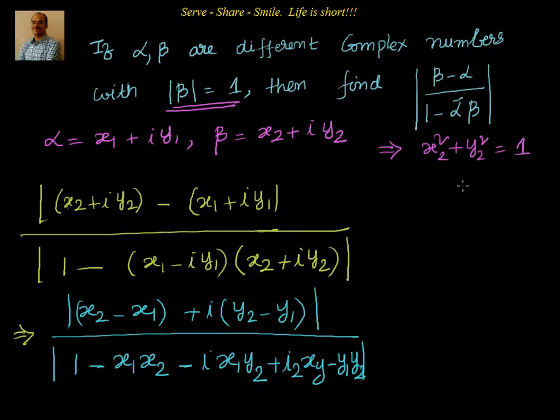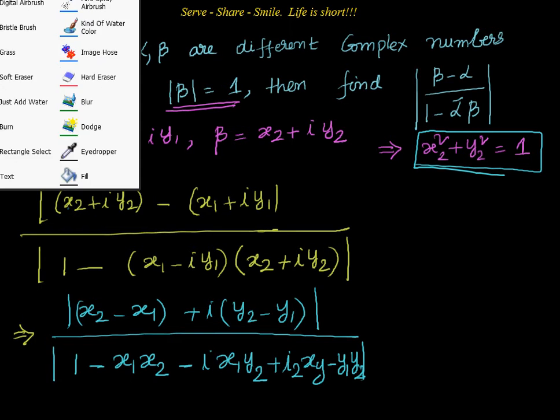Remember, we have a condition given to us that x2 square plus y2 square is equal to 1. This is a condition which will come in handy when we solve the problem. So let's go to the next step.